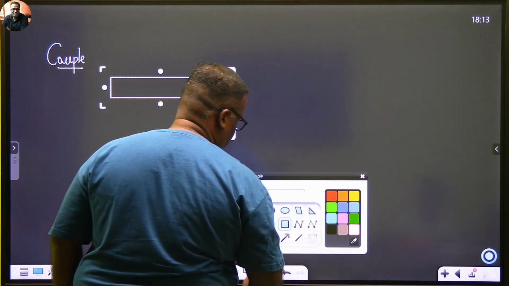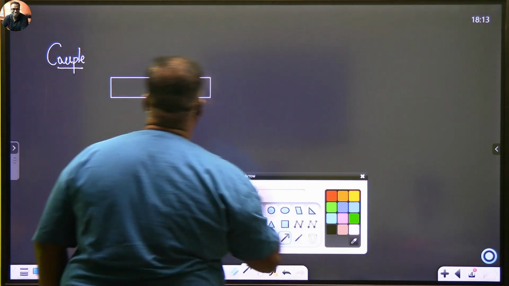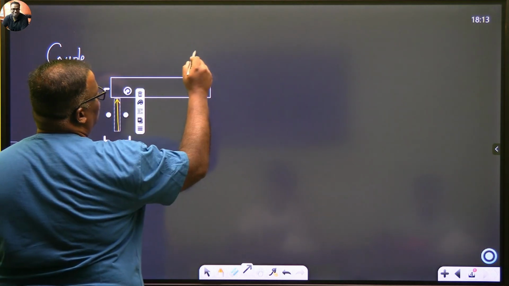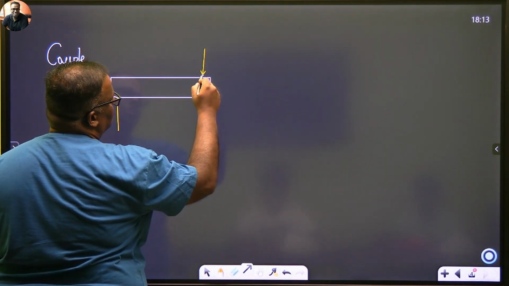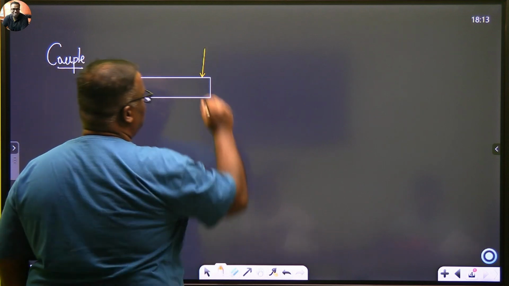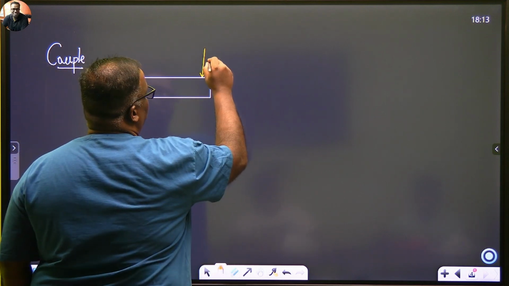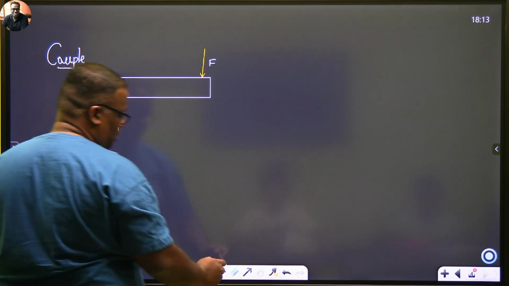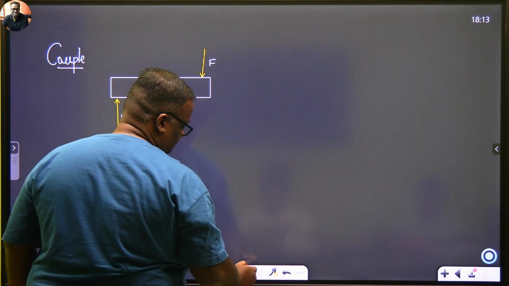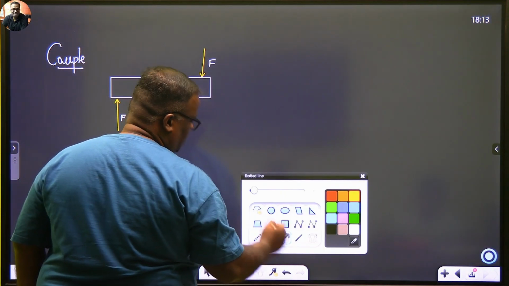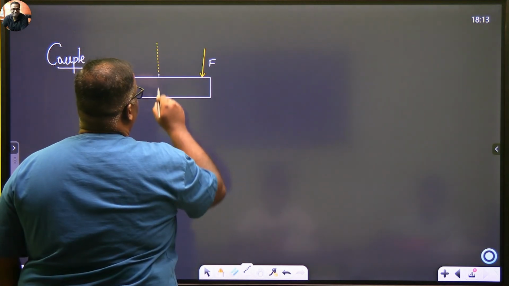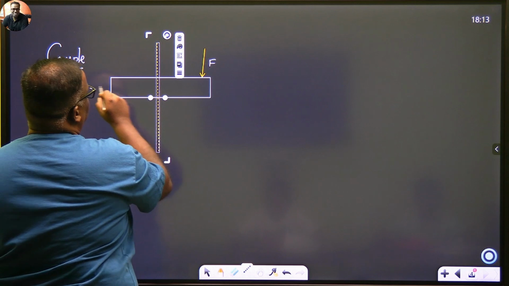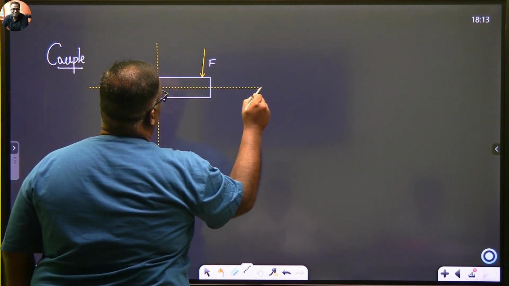So let's see what is a couple. A couple is something like this. 2 equal and opposite forces. So if this force is F, this force is also F, and they are separated by a distance. And in that distance, if you take the midpoint, the body यहाँ पे pivot होके rotate करना शुरू करेगा.